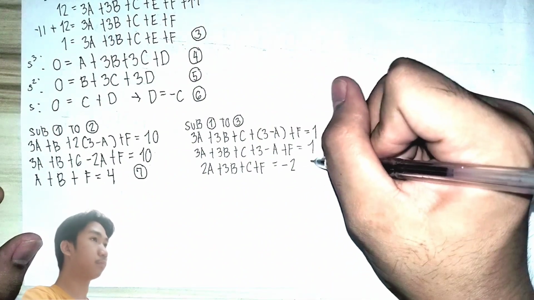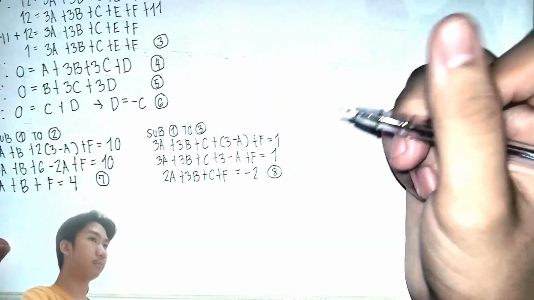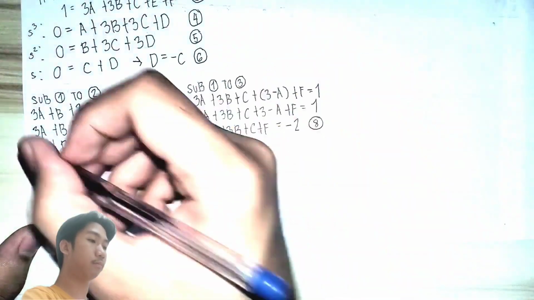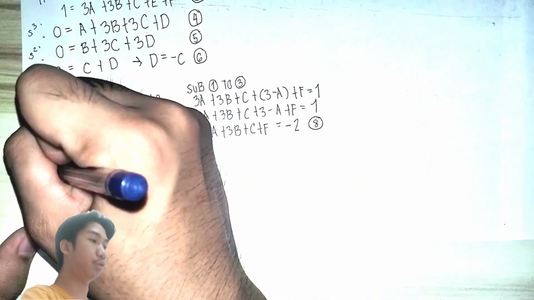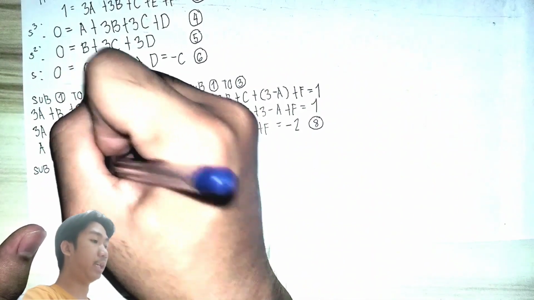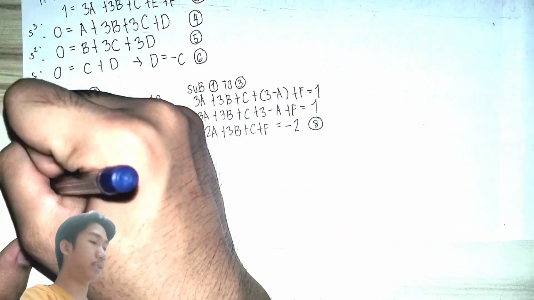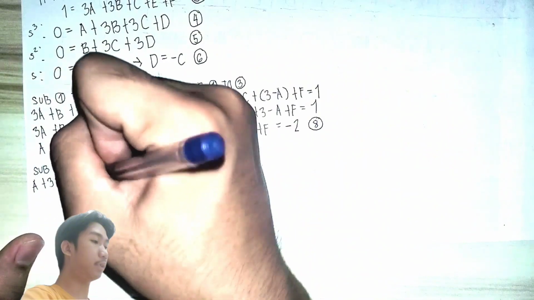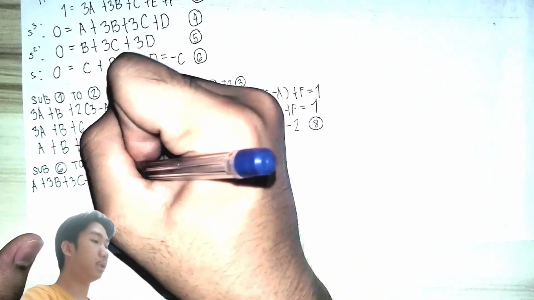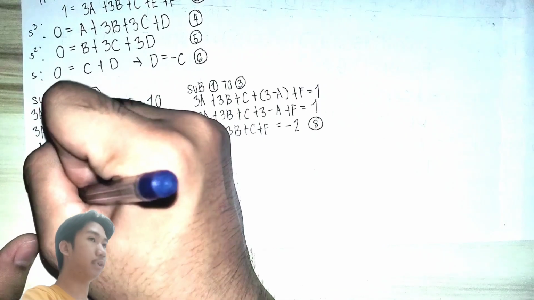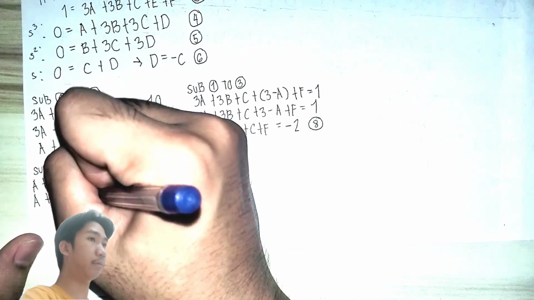Next, we substitute equation 6 to equation 4. That would be a plus 3b plus 3c minus c is equal to 0. And our equation now is a plus 3b plus 2c is equal to 0. And that will be our equation number 9.